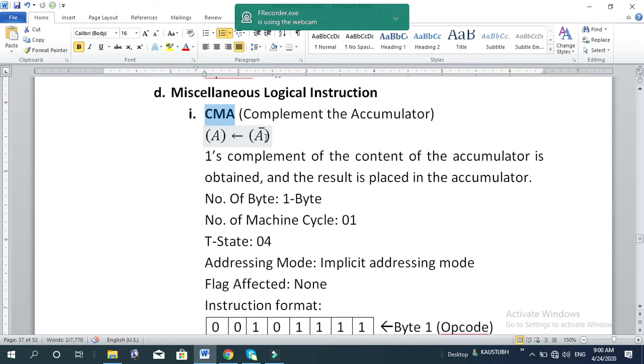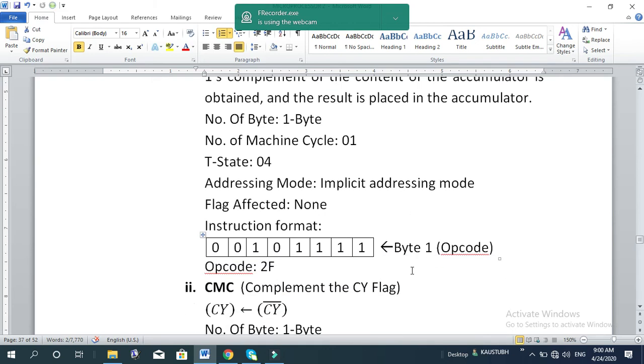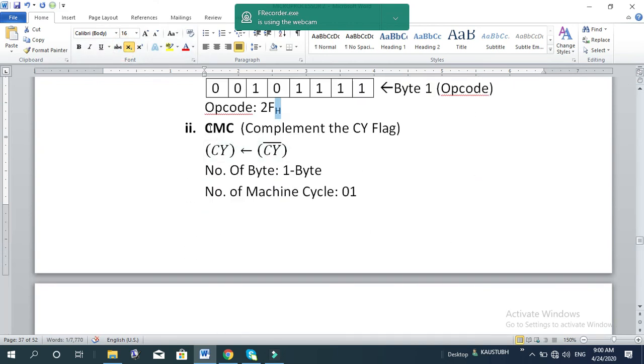STC is set the carry flag to 1. That means carry flag will be forcefully 1. Here also the same thing. Opcode, here it should be 0, 0, 1, 1, this should be 0. There is a mistake. This should be 0. So it is 37 hex. Okay, opcode is 37 hex.